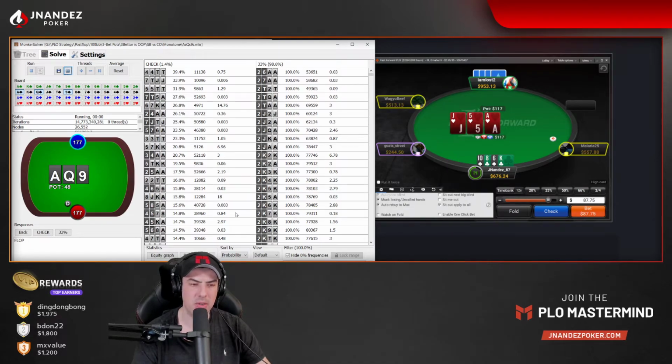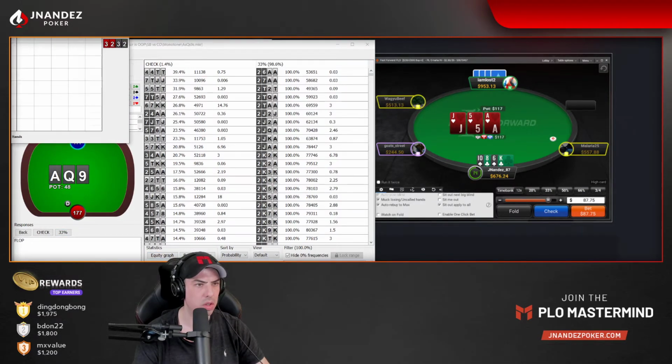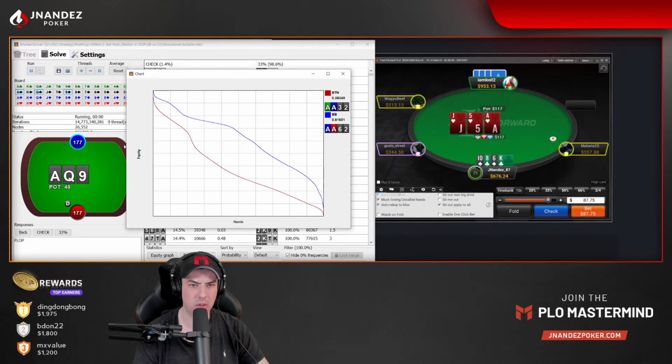Actually, on ace high boards for c-betting range. Wow. For c-betting range, guys. Who would have thought that? Big blind has 61, almost 62% equity. That is surprising.